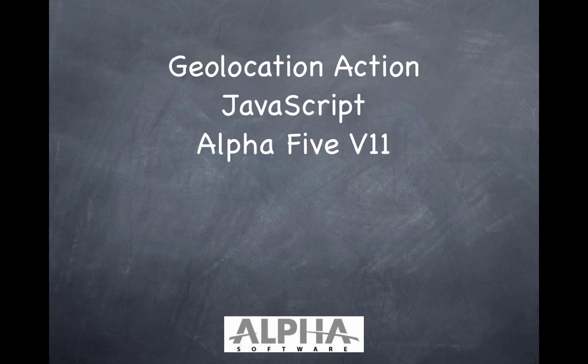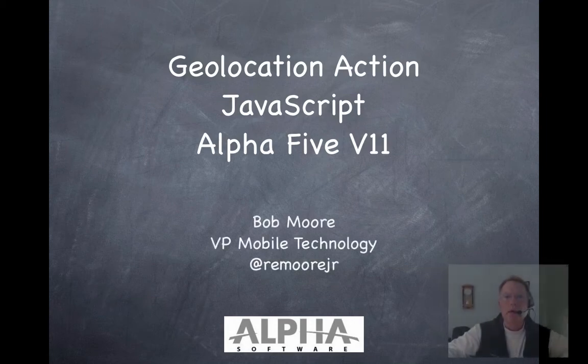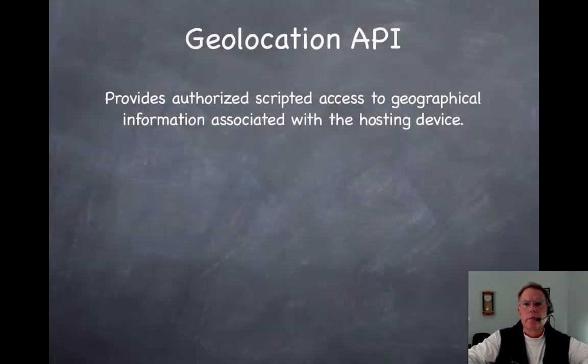So today we're going to take a look at a new Action JavaScript to expose the geolocation object. My name's Bob Moore and I'll be taking you through this. The Geolocation API lets us get to geographical information associated with the browser itself. So obviously on a mobile device this is important.